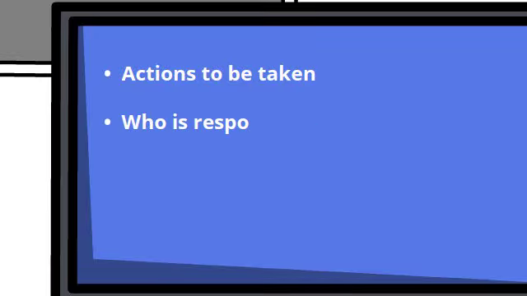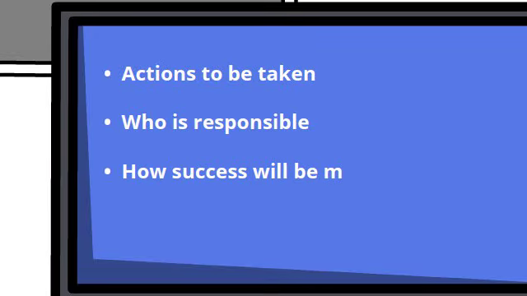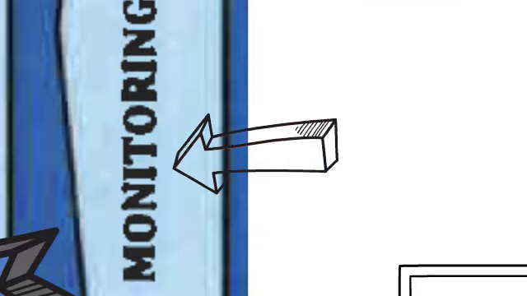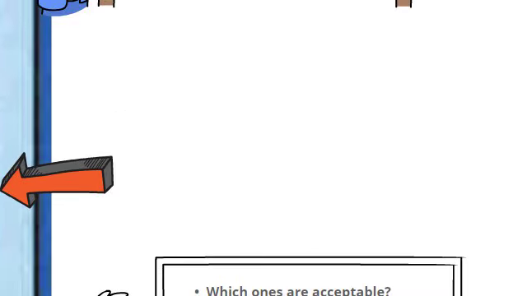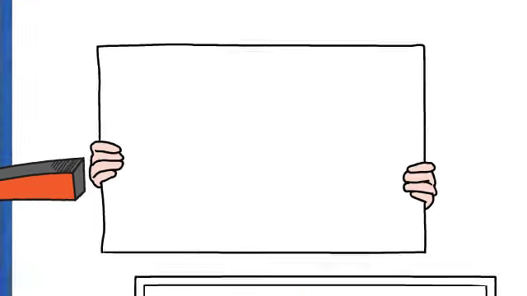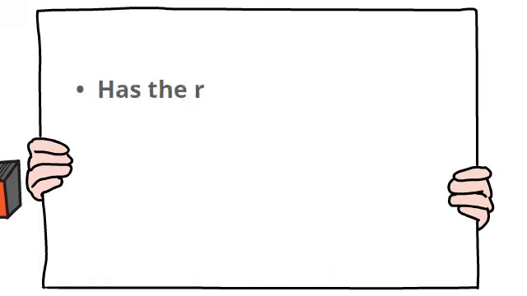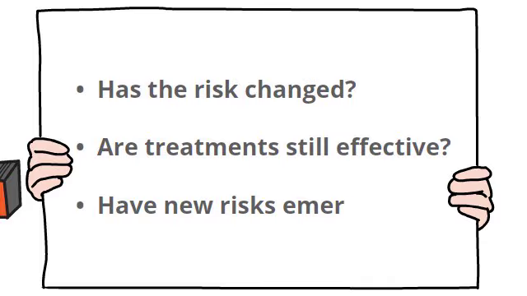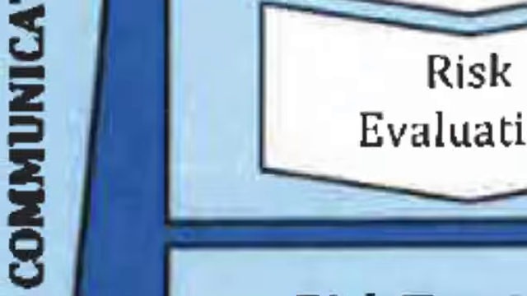Your treatment plan should define actions to be taken, who is responsible, how success will be measured, and what residual risk remains. 6. Monitor and review. Risk management is ongoing. You need to regularly check, has the risk changed? Are the risk treatments still effective? Have new risks emerged? This keeps your risk register and actions up to date and ensures your plan stays relevant.